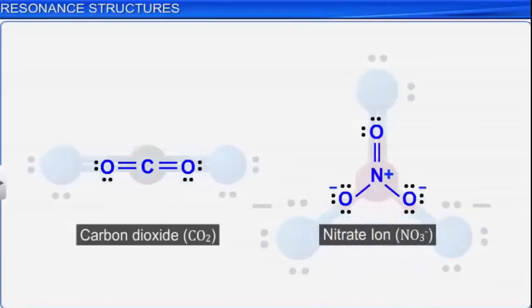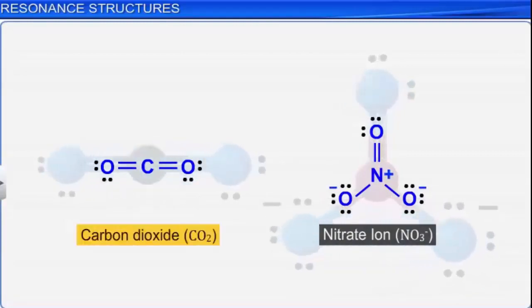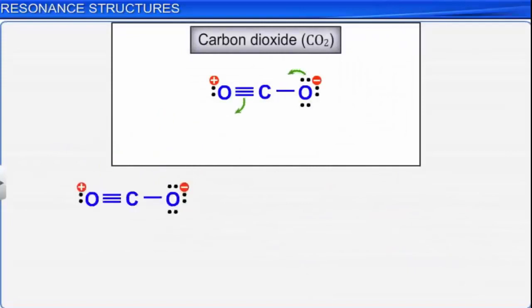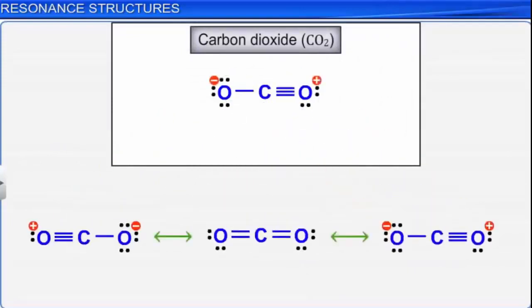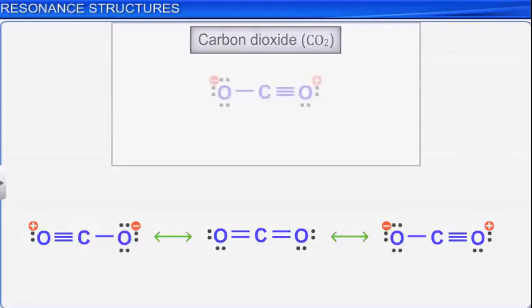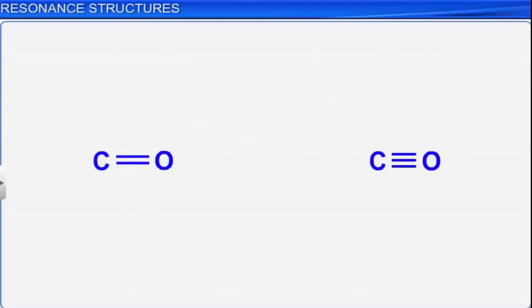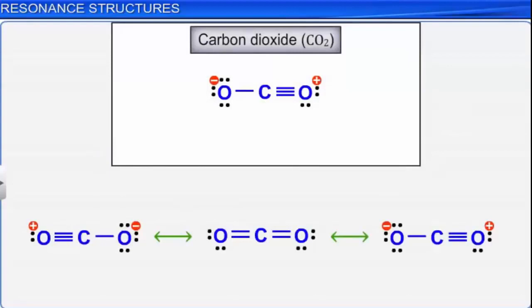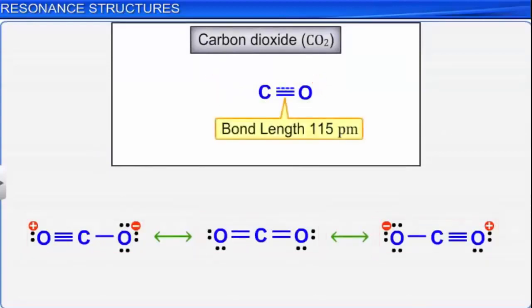Let us reinforce this concept by considering the possible Lewis structures of a carbon dioxide molecule and the polyatomic nitrate ion respectively. We can represent a carbon dioxide molecule by the three following Lewis structures. None of the single structures explain the observed carbon to oxygen bond length, which is 115 picometers. The magnitude of this bond length is found to be intermediate between the bond lengths of a normal carbon to oxygen double bond, which is 121 picometers, and a carbon to oxygen triple bond, which is 110 picometers. Hence, the resonance hybrid of these structures, as shown here, explains the experimentally determined bond length.